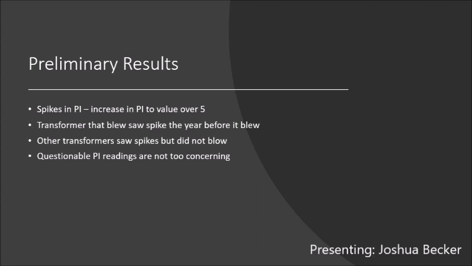So some things we looked for were a spike in the PI value, which is an increase in the PI value from a good value between roughly 2 and 4 to a value over 5. A value over 5, as discussed earlier, may indicate that the insulation is brittle or cracked. And we saw a spike in the PI value in the transformer that blew the year before it blew. So the transformer blew in 2014, and in the year 2013 we saw a spike in the transformer PI value.